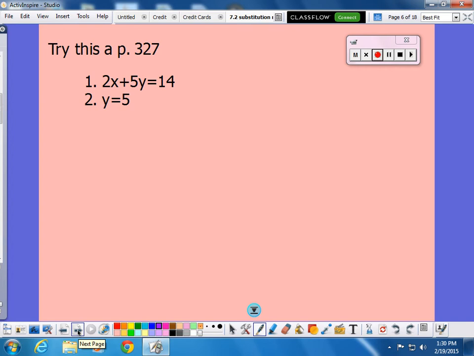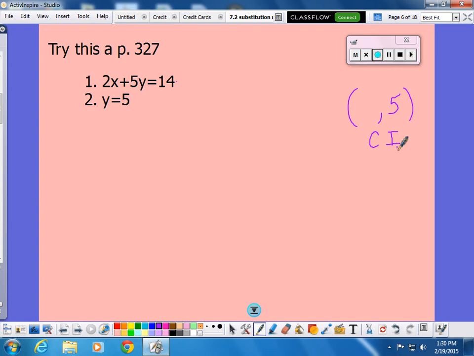Alright, this one is for you to try. Can you tell me what kind of system this is going to be: an inconsistent, a consistent independent, or a consistent dependent? It's got to be consistent, independent. How do you know? Because it'll cross. That's a horizontal line, and this is also not vertical, so I know they're not going to be parallel, and I know they're not going to be perpendicular. I also know this is not the same line as that. And so y is 5, and I have a consistent independent system.